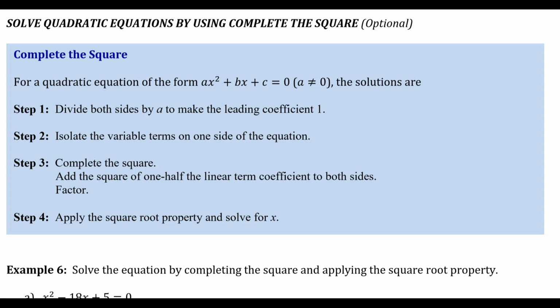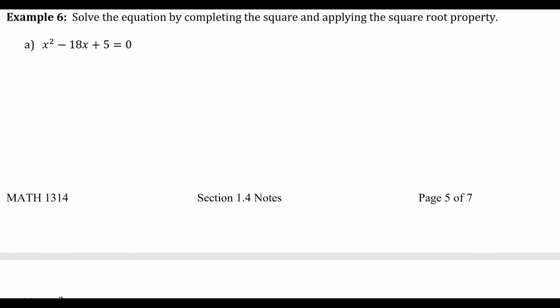Then what happens is I want to do what's called complete the square. What it is, I add the square of 1/2 the linear term coefficient to both sides. That means half of this one. I'm going to take half of it and square it and add it to both sides. Remember, if I do something to one side of the equation, I have to do it to the other so it stays balanced. And then I can factor. I'll apply the square root property and solve for x. So let's see what this looks like.